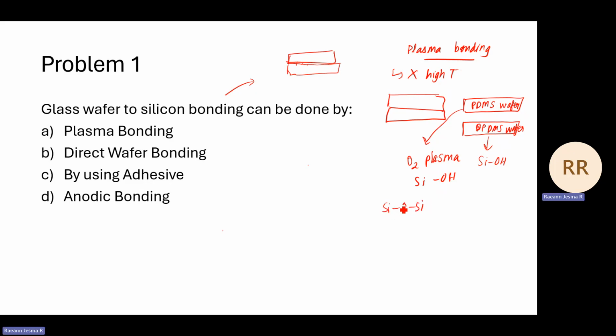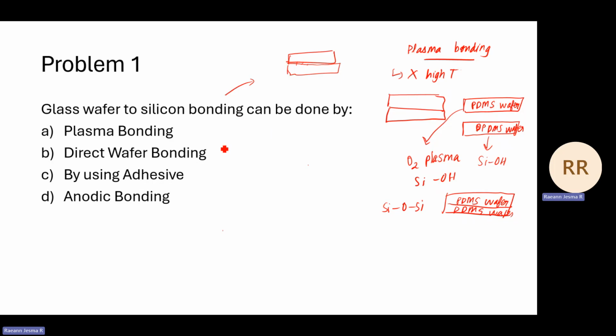bonds formed. So these bonds are very strong, and with the application of suitable amount of pressure, we can bond the two PDMS wafers. So instead of two PDMS wafers, we can also bond a PDMS wafer with a glass substrate using the same plasma technique.